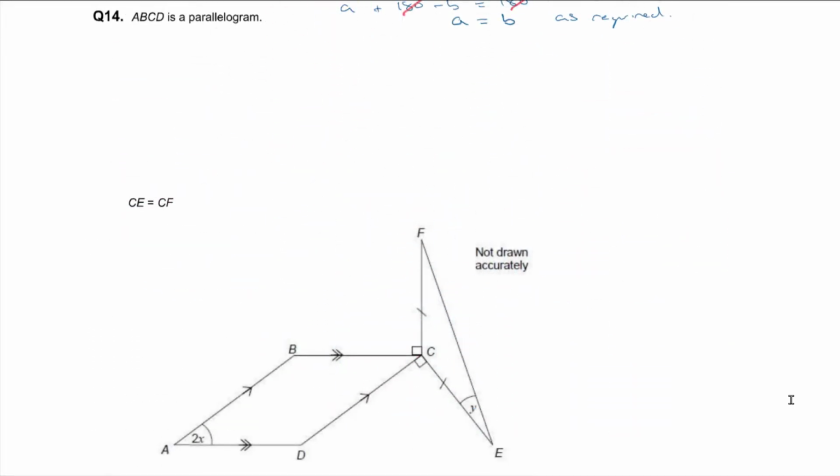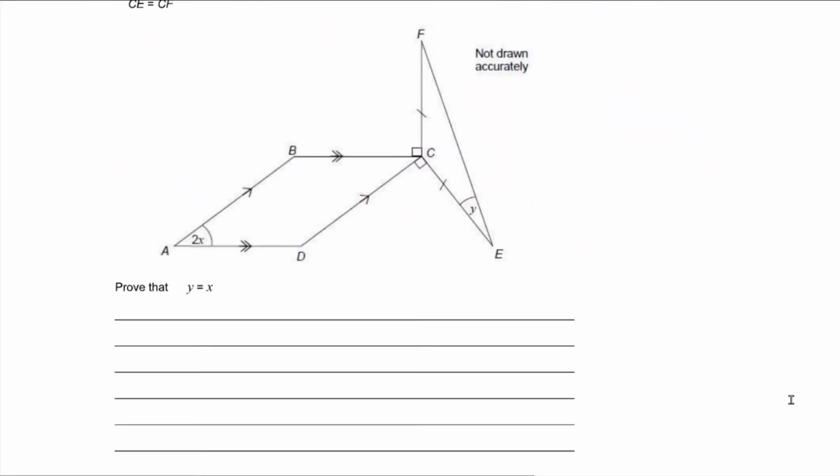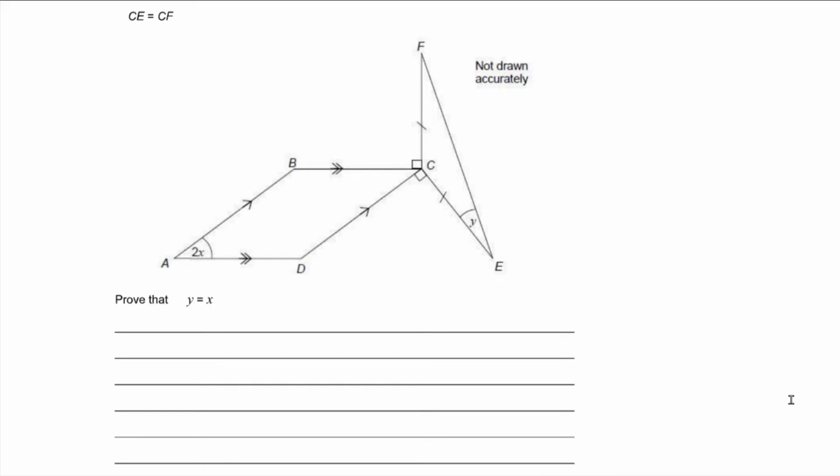Question 14, ABCD is a parallelogram. Don't know why it's all the way up there. And we're told that C is equal to CE is equal to CF. Prove that y is equal to x. Well, I know that opposite angles in a parallelogram are equal. So that one there must be 2x as well. And I've got 90 and 90 there, so I should be able to work out that angle at C then, shouldn't I?